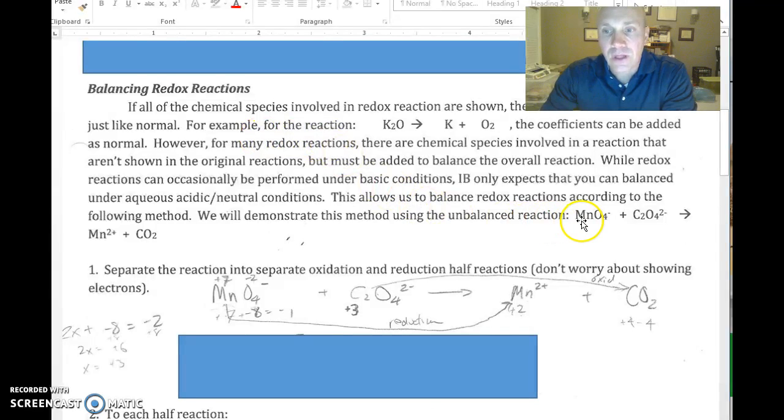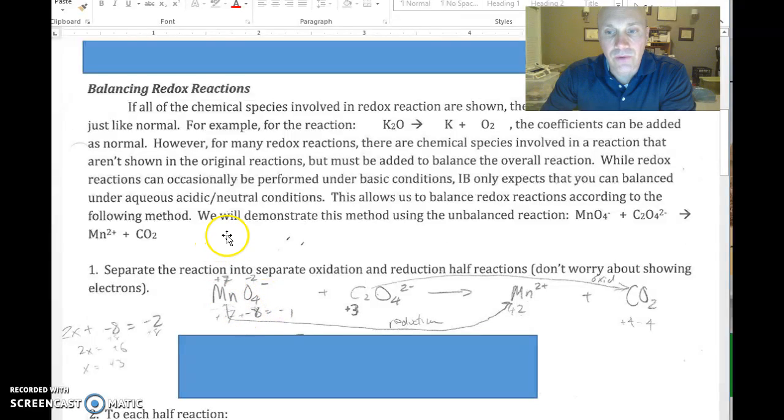So a lot of times when we talk about balancing a reduction oxidation reaction, they might just mention the actual species that are getting reduced or oxidized. All right. So in this example right here, we're going to talk about a reaction where permanganate ion is going to get converted into manganese plus 2, and oxalate ion is going to get converted into carbon dioxide.